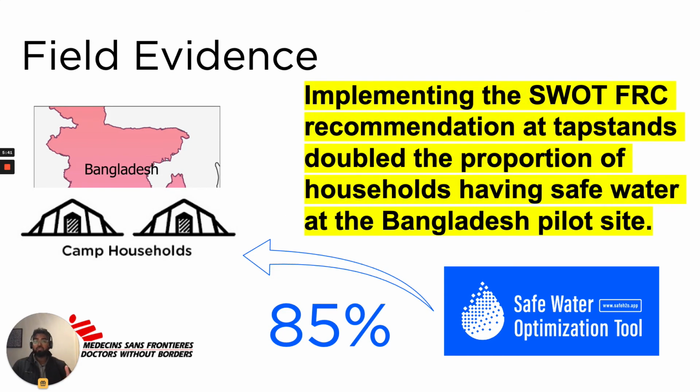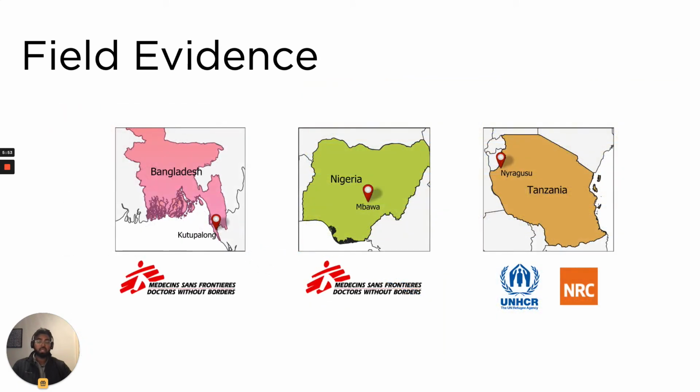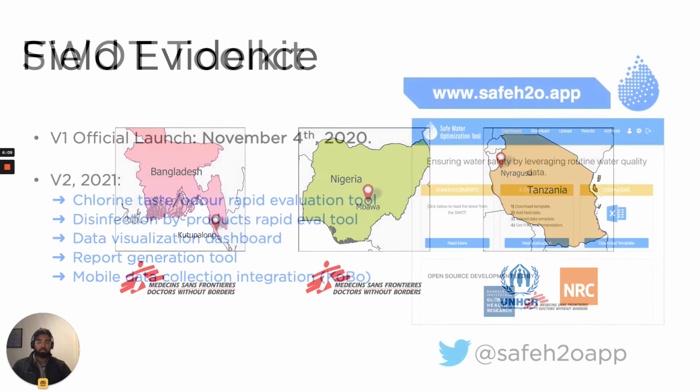Overall, the Bangladesh pilot showed that implementing the SWOT FRC recommendation at tap stands would double the proportion of households having safe water at the point of consumption compared to the status quo SPHERE guidelines. In addition to the pilot in Bangladesh, we've also been carrying out remote implementations of the SWOT with MSF in Nigeria and with UNHCR and NRC in Tanzania. From these remote implementations, we've learned how to make the SWOT easier to use for field teams and how we can best support implementers remotely.